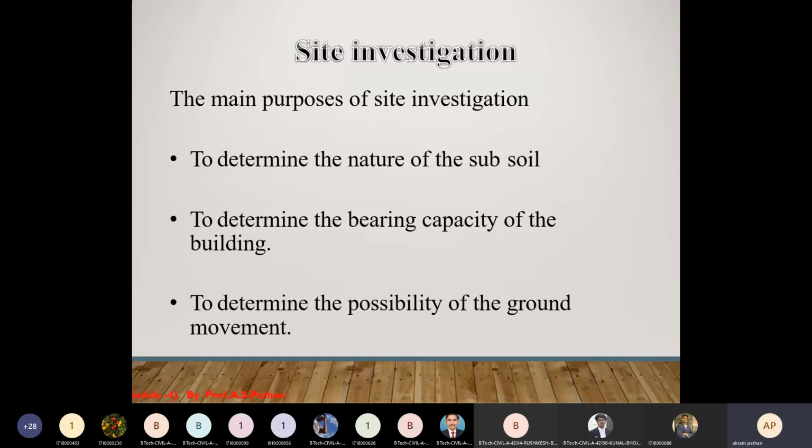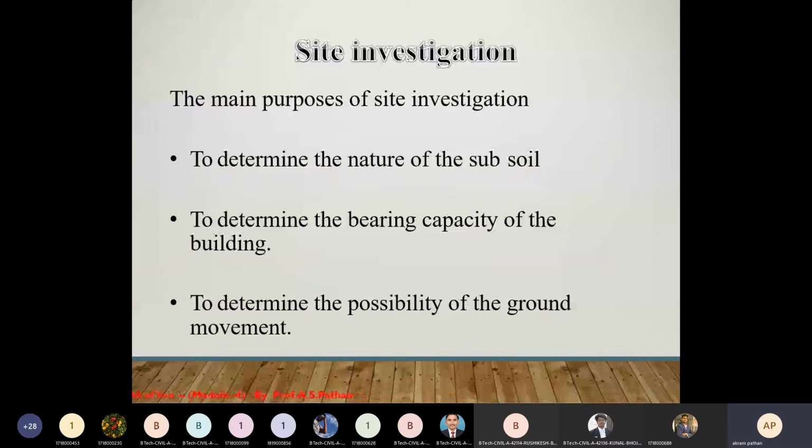Then to determine the bearing capacity of the building, we can determine this from the load which is coming from all the particular members. Then to determine the possibility of ground movement. So these are the things we can do in the case of site investigations. Okay, so these are the three points we can look at in the case of site investigation.